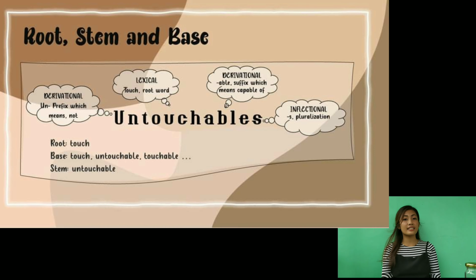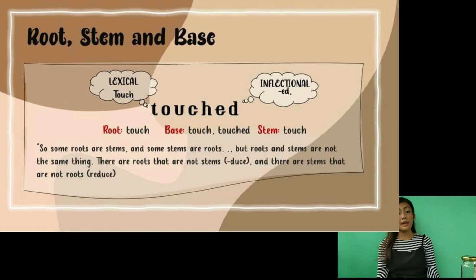Okay, so is it clear? For the un, it is a derivational morpheme, which means not. So it is a prefix. Next, we have touch, which is a lexical morpheme or the root word. It holds a meaning and it's free, so it is a lexical morpheme. Next we have the derivational morpheme able, which is a suffix which means capable of. And lastly, we have the last suffix, which is an inflectional morpheme that signals pluralization.